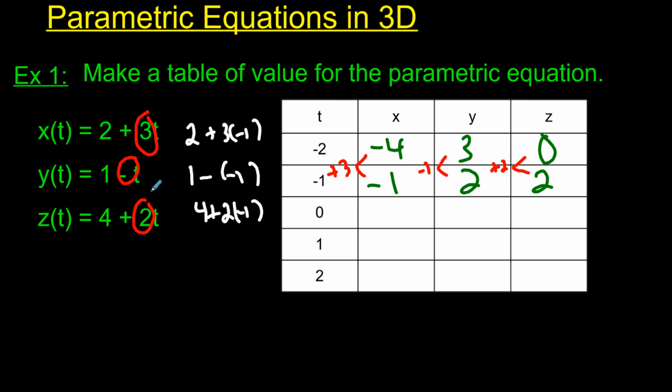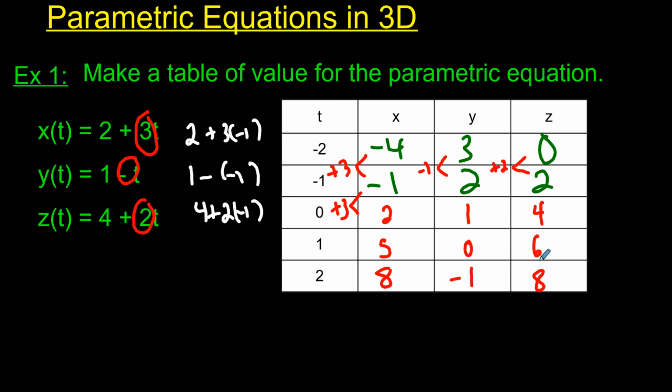So rather than plugging each number in, I know that x is going to increase by 3 each time. So -1 plus 3 is 2, and 2 plus 3 is 5, and 5 plus 3 is 8. The y values are going to go down by 1 each time, so we've got 3, 2, 1, 0, -1. And the z's are going to increase by 2 each time, so it's going to be 4, 6, and 8. So we came up with 5 points for this parametric equation. And when you graph these 5 points, that's going to be this parametric equation represented in 3 dimensions.